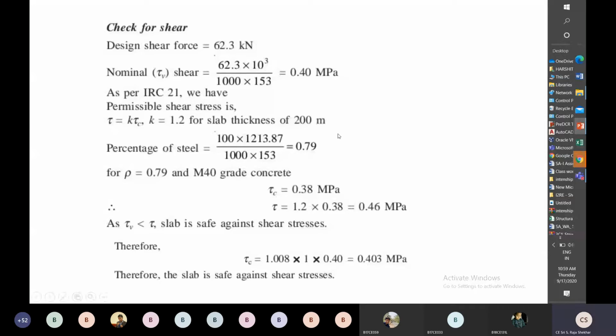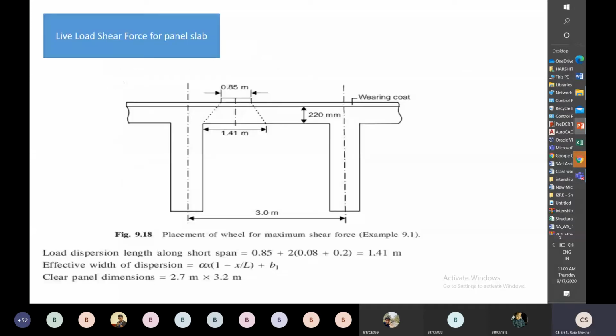Because this variation is very small, 0.38 and 0.40, only 0.02 MPa will be there. Anyhow, we'll bend at a support. The main reinforcement will bend, so that will take care of these shear stresses. So the shear check is safe for the shear. So that is about slab. So that is about interior panel.